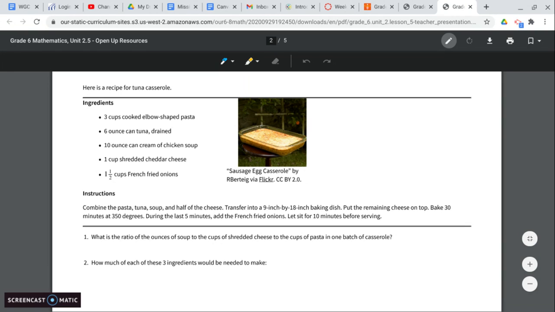Now, what we want to take a look at is what is the ratio of the ounces of soup to the cups of shredded cheese to the cups of pasta in one batch of casserole. It is possible to have a ratio using more than just 2 numbers. So we're looking at the ounces of soup. Our soup is 10 ounces, so we're going to have 10 to... Sorry, these silly lines.